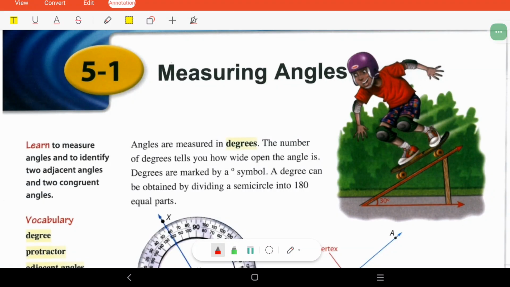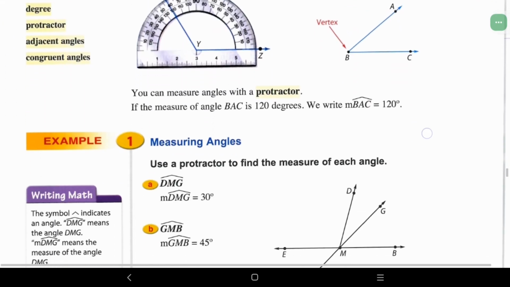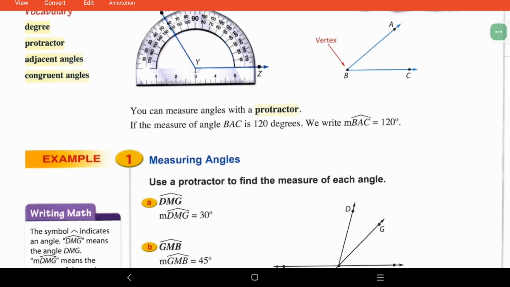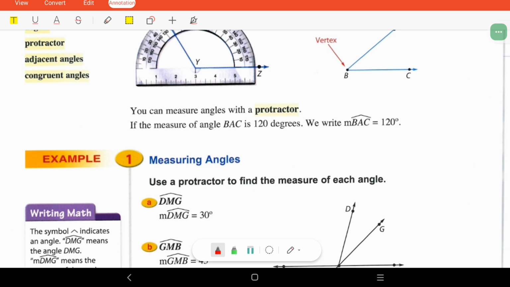Welcome back, dears. Today in chapter 5.1, measuring angles, we will define four words. The first one is degrees, so angles are measured in it. The second word that we have is protractor. You can measure angles with a protractor. So it's the tool that we use. Look at it. It's like a type of ruler that we use in order to measure angles.